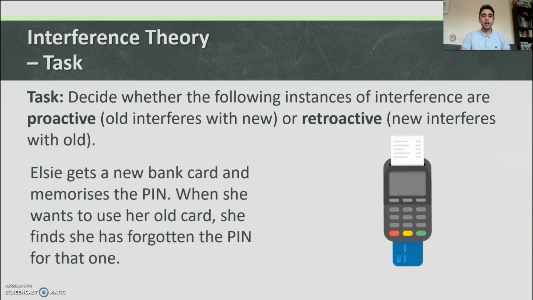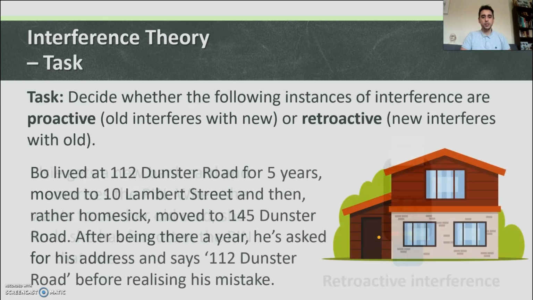Elsie gets a new bank card and memorizes the PIN. When she wants to use her old card, she finds she has forgotten the PIN for that one. That is retroactive interference.